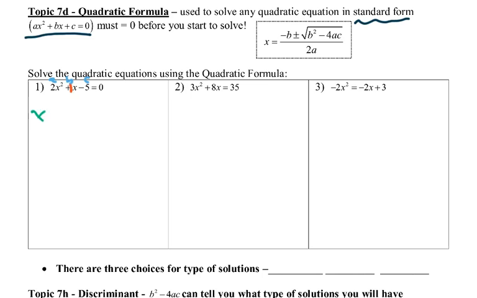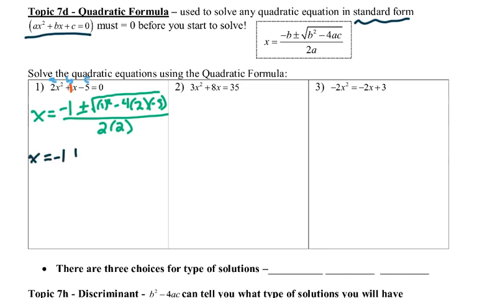So then we just plug it into our formula. X equals -b, so -1, plus or minus the square root of b squared, which is going to be 1 squared, minus 4ac, all over 2a. And then we simplify. So x equals -1 plus or minus. We're going to do all the stuff in the square root first. So that's going to be a 41 inside of the square root, all over 4. And now we try to simplify if we can.